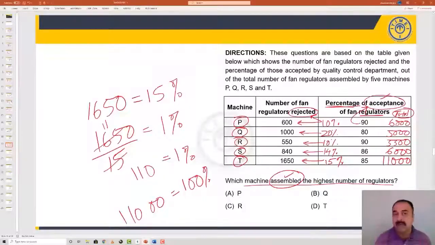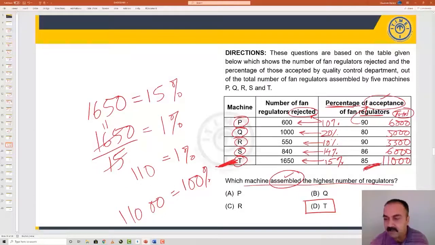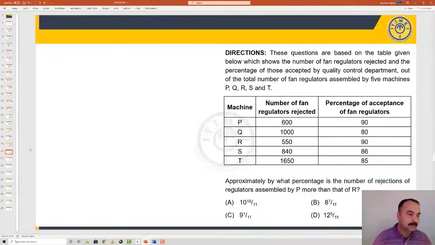It is not asking for total acceptance, it is asking for total assembly. The highest number belongs to T, machine T has the highest number of 11,000. We look at the next question.